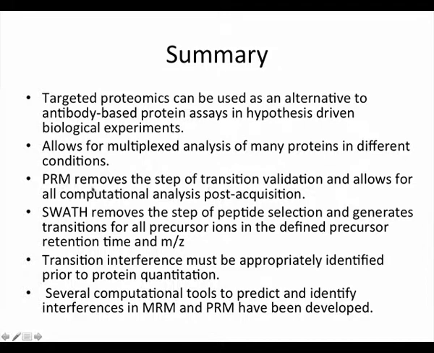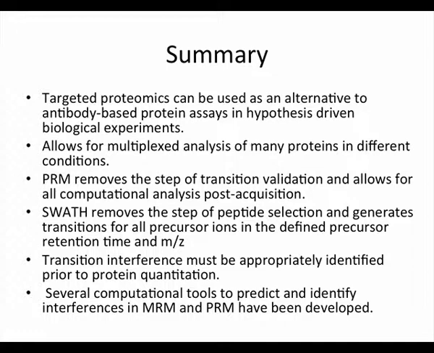And parallel reaction monitoring removes the step of transition validation, and it allows for all of our computational analysis to happen after we've actually done the mass spectrometry. And then we talked a little bit about SWATH, which removes that first step of peptide selection, where it allows us to generate transitions for all of the different precursor ions in the precursor window. So PRM first removed that last step where we had to select the fragment ions, and then SWATH removes that first step.